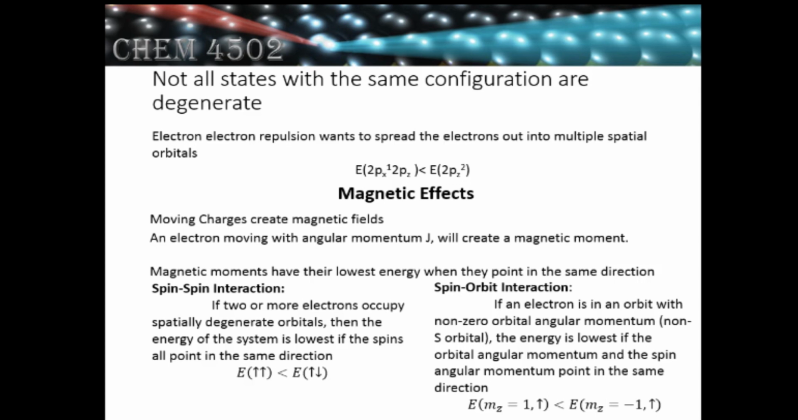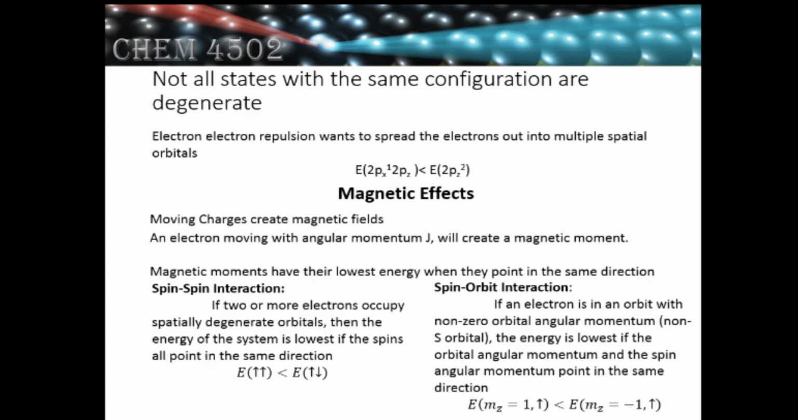The first is spin-spin interaction. If two electrons occupy spatially degenerate orbitals, then the energy of the system is lowest if the spins all point in the same direction. That will cause their magnetic moments to point in the same direction, which will be lower energy. So the energy of having two alpha states versus an alpha and a beta state is going to be lower when we have the two alpha, and that will end up having the same energy as if we have two beta.